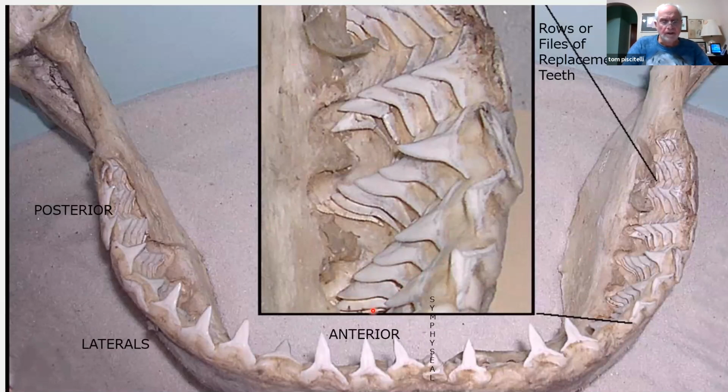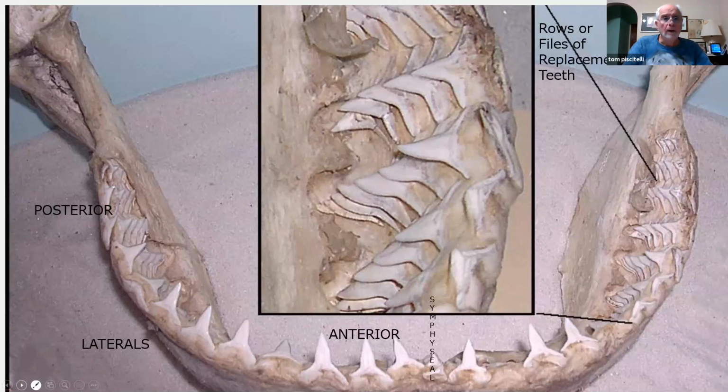Most sharks have at least 5 rows or files of replacement teeth. If a tooth is broken or lost, it is replaced by a file replacement tooth for that tooth position. It can usually take a day or two for the tooth to be replaced. Some sharks replace a complete row of teeth at one time. A shark's front teeth are usually its largest.